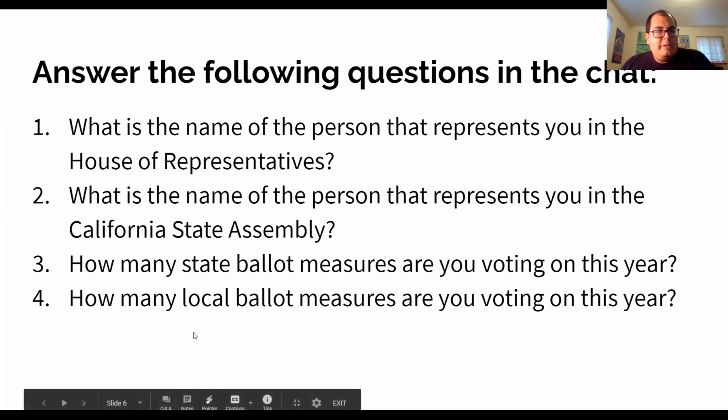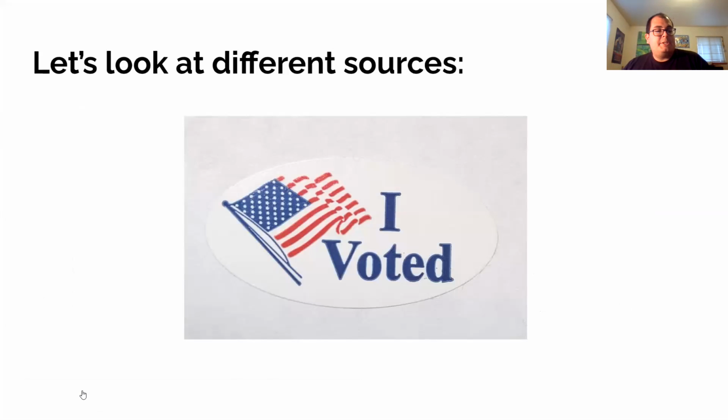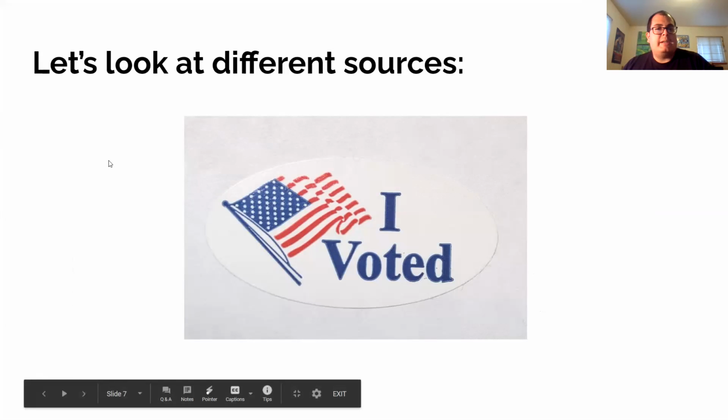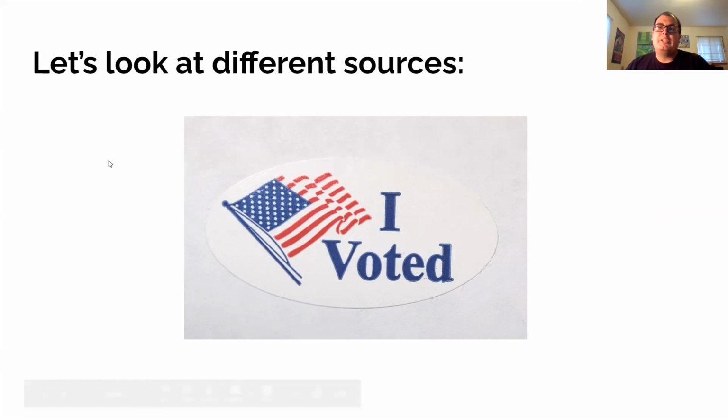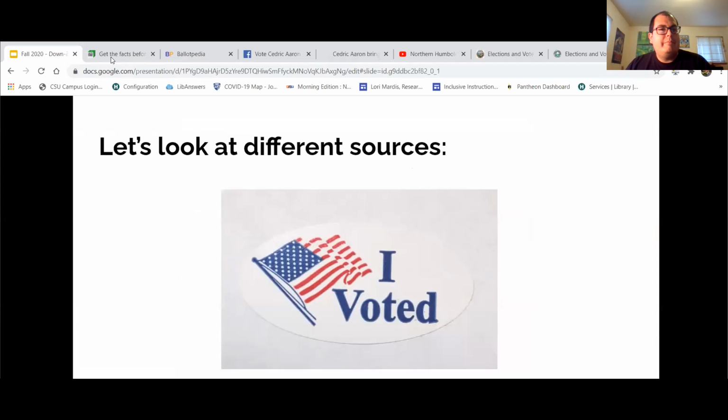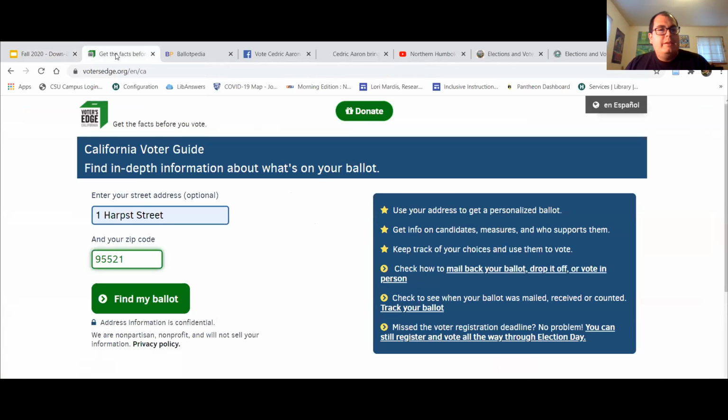So what I want to do next is stop showing my presentation. I'm going to go to a couple of websites to show you, again, how to look up what you're voting on and where you can go to get some information on your topic. Okay, so the first resource I'm going to show you is called Voter's Edge.